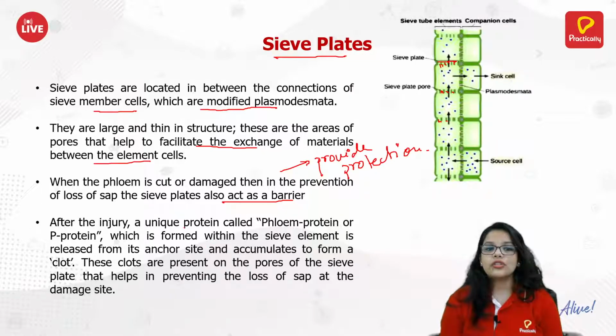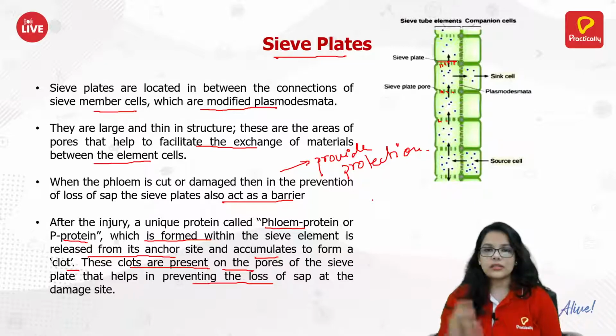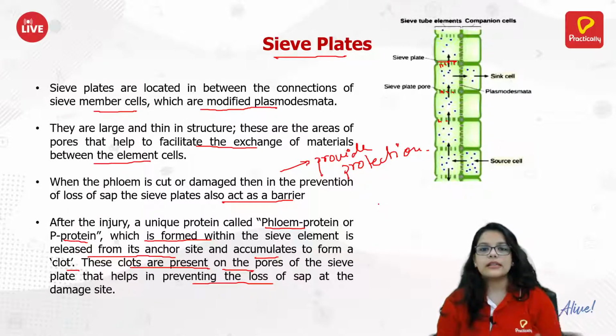After injury, a unique protein called phloem protein or P protein, which is formed within the sieve element, is released from its anchor site and accumulates to form a clot. These clots are present on the pores of the sieve plate and help in preventing the loss of sap. So when a clot forms, suppose something has damaged a phloem, they release a protein called the P protein.